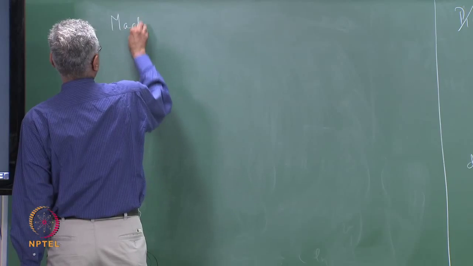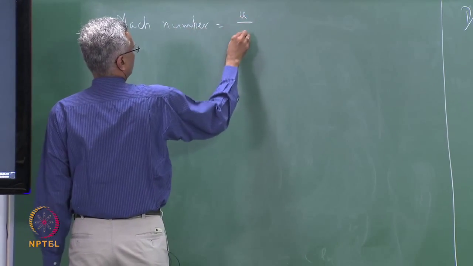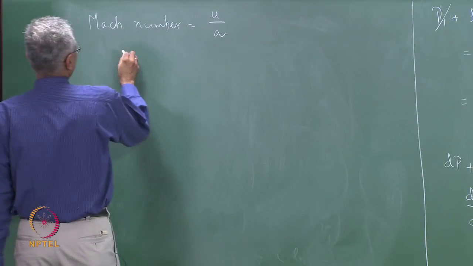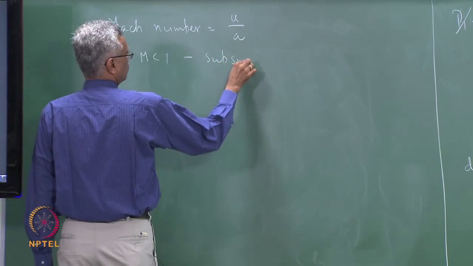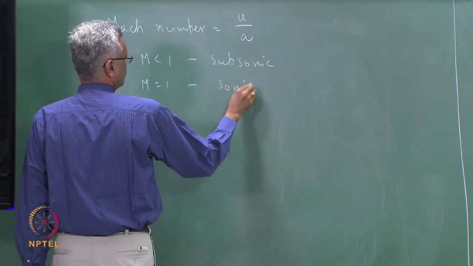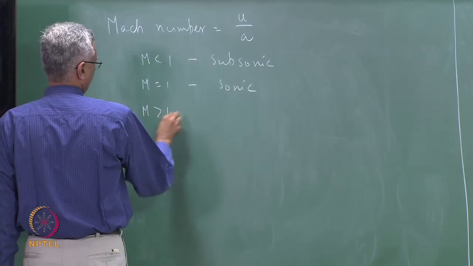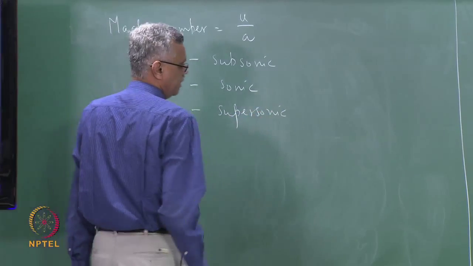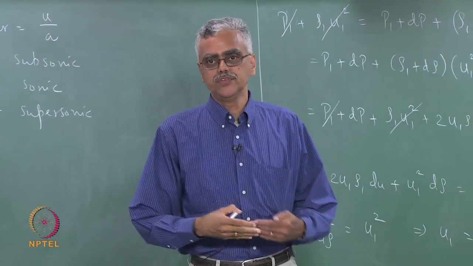So, we can now define Mach number formally as M equal to u over a, and as you know, if the Mach number is less than 1, then we say that the flow is subsonic, and M equal to 1 says that the flow is sonic, or the flow speed is equal to the speed of sound, and M greater than 1, the flow is supersonic, meaning the flow actually moves with a speed which is greater than the speed at which sound waves can propagate.